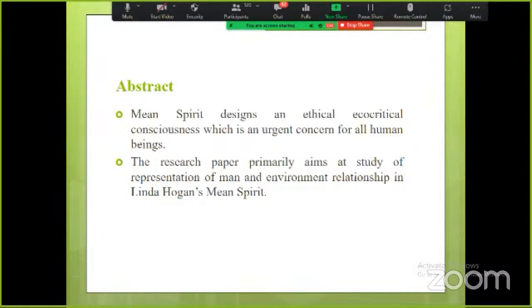Mean Spirit designs an ethical eco-critical consciousness, which is an urgent concern for all human beings. The research paper primarily aims at studying the representation of the man and environment relationship in Linda Hogan's Mean Spirit.